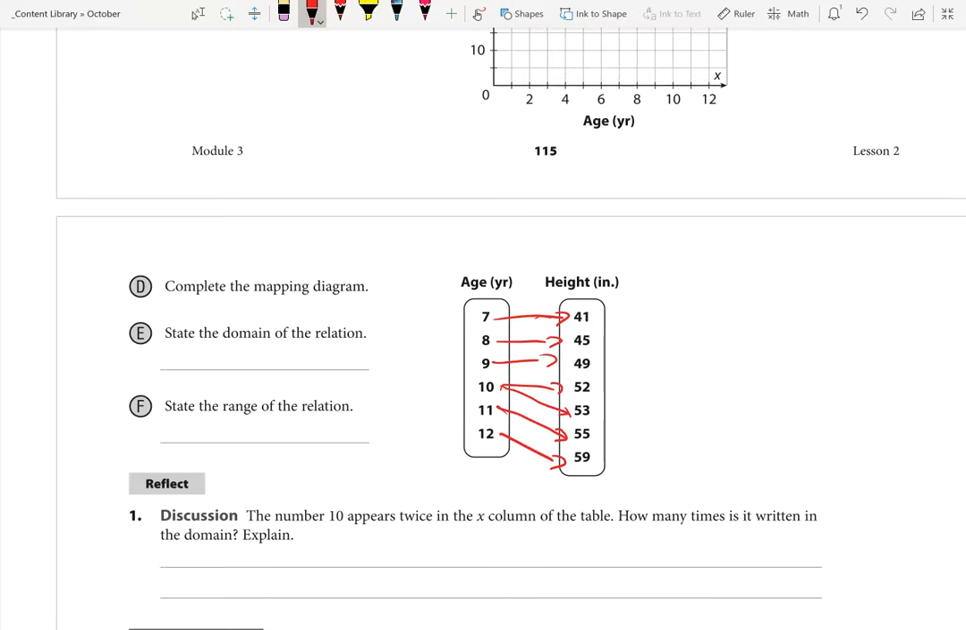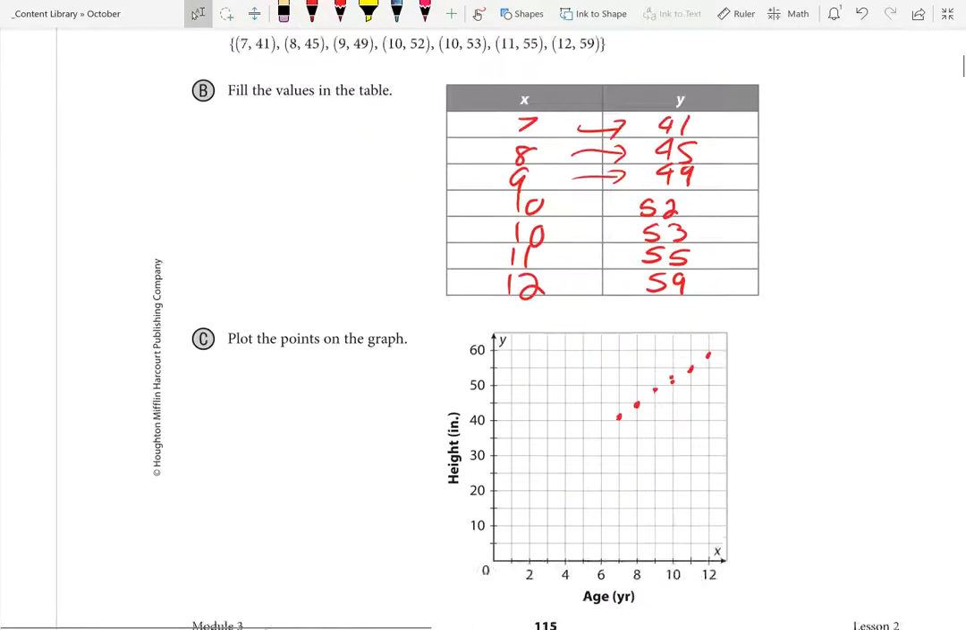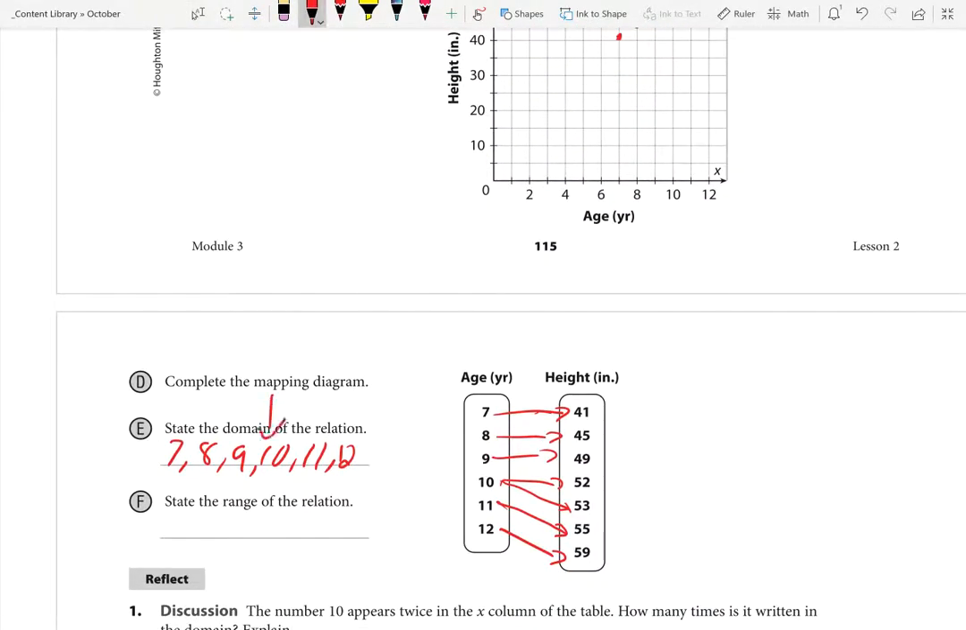State the domain of the relation. The domain, again, was all the input, all the x values, which were the ages: 7, 8, 9, 10, 11, and 12. It's very important that you notice, even though we had 2 boys at the age of 10, I didn't include 10 twice. Once I include 10, I don't have to repeat it. 10 is already included. That's why they didn't double it up here. 10 is included in the domain, but it mapped to the 2 values in the range.